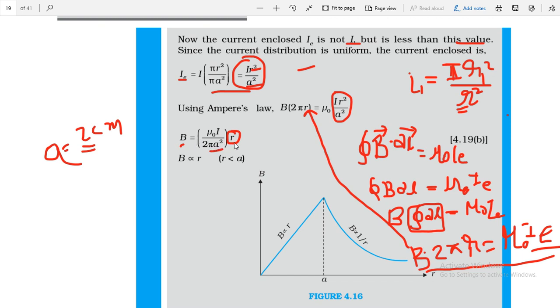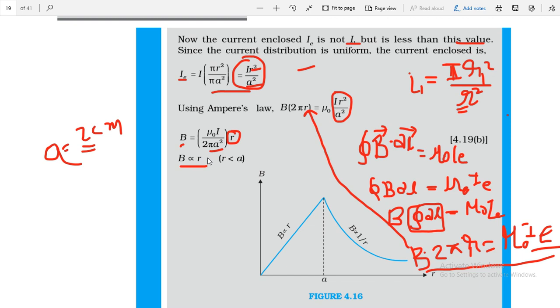But if it is not equal to a, it can be greater or less, so you can use the condition according to that. If it is less, you get the formula B is equal to mu naught I upon 2 pi a square into r. Now you can see this magnetic field is directly proportional to r. So inside the conductor, B is directly proportional to the distance. It means with increasing distance, the magnetic field is increasing.